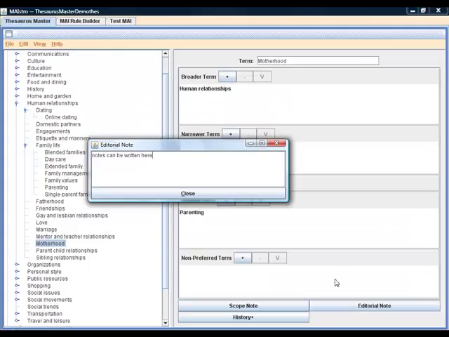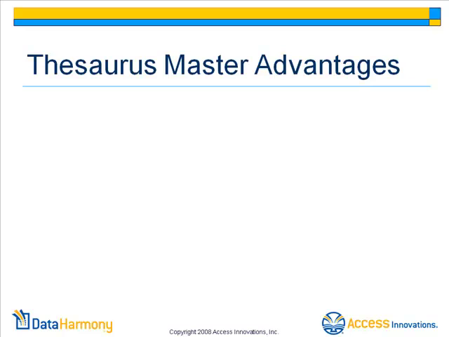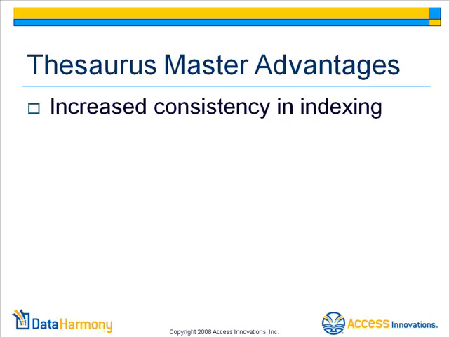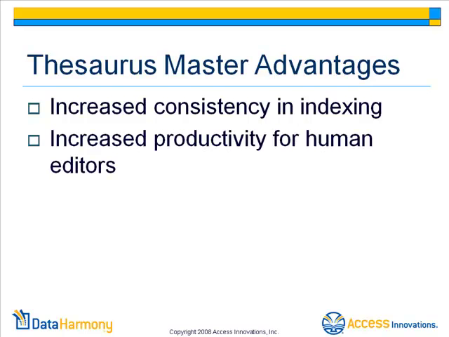thesaurus. Using Thesaurus Master has many advantages. Using a thesaurus with a rich network of relationships among terms allows for more accurate indexing. Through the use of non-preferred terms and related terms, documents that use inconsistent language can still be indexed accurately and consistently. Using a controlled vocabulary, editors no longer have to think as much about the terms that they use to index documents. Editors can utilize the controlled vocabulary to consistently and accurately index documents.